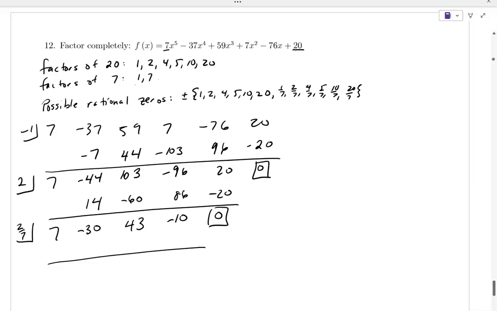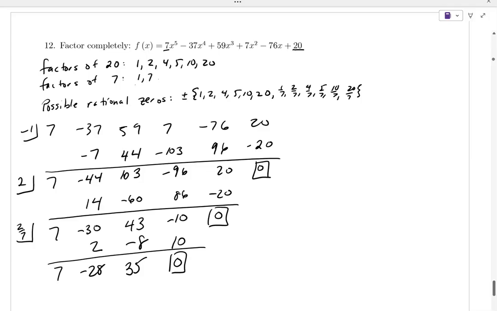So let's bring down the 7. Multiply by 2 sevenths gives me 2. Add down, we get -28. Multiply by 2 sevenths, we should get -8. Add down, we get 35. Multiply, we get positive 10. And then finally we get 0. So we really do have a 0 there.